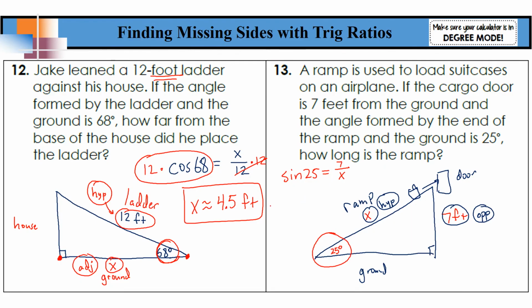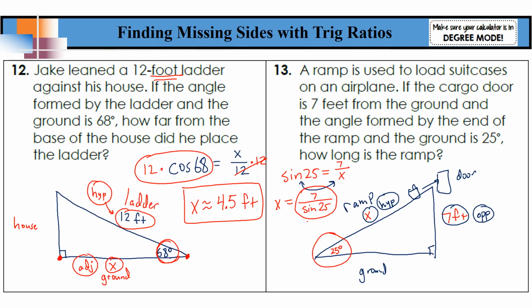In this case, we do have x in the denominator, so remember our trick. If 7 divided by x gives you sine of 25, then 7 divided by sine of 25 gives you x. We can switch the location of these two pieces, so I'm going to go ahead and do that. Let's rewrite this as x equals 7 divided by sine of 25. And that is what you want to type into your calculator. Go ahead and do that now.